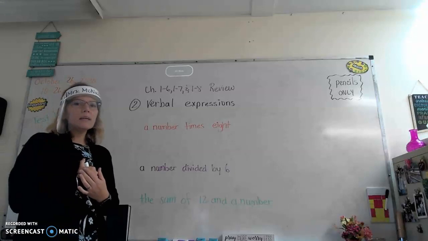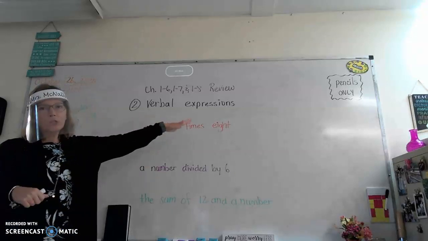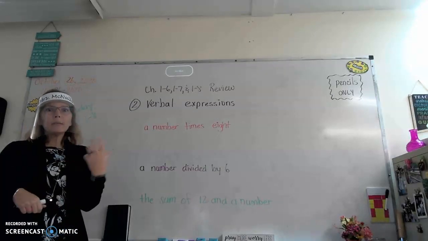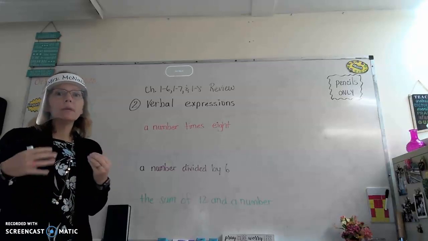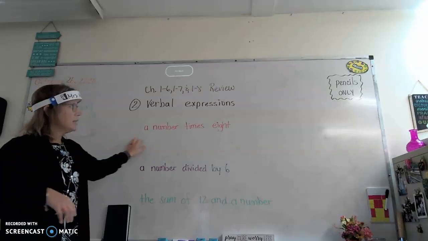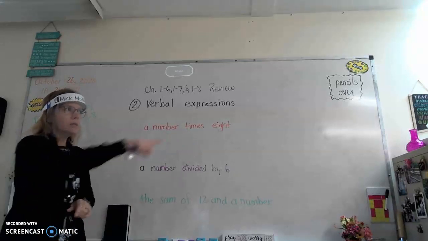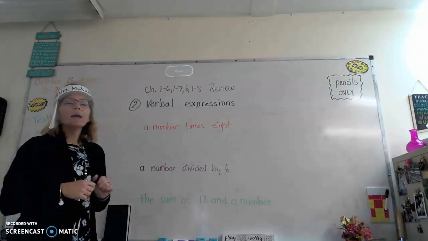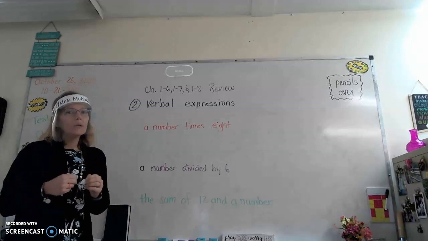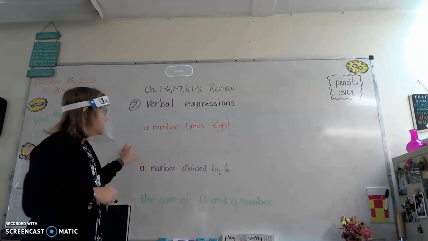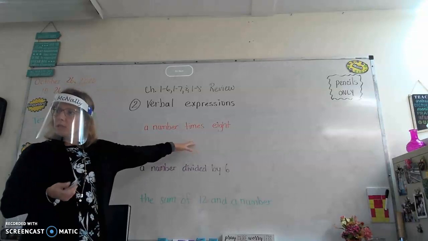Okay, so the next section is called verbal expressions. And verbal means something that you're talking, so something with words. So we're going to take these words and turn them into a math expression. That is a math problem without an equal sign. Okay? So we read the words and we turn it into a math problem.